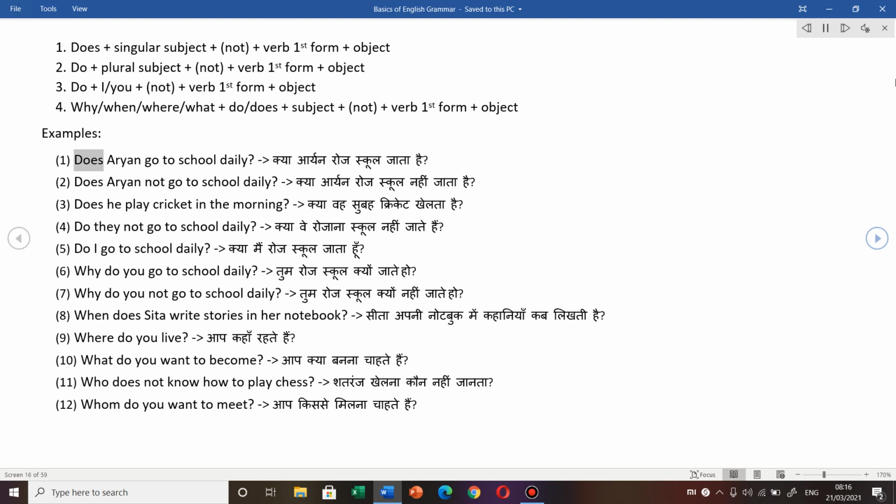Examples. Does Aryan go to school daily? Does Aryan not go to school daily? Does he play cricket in the morning? Do they not go to school daily?